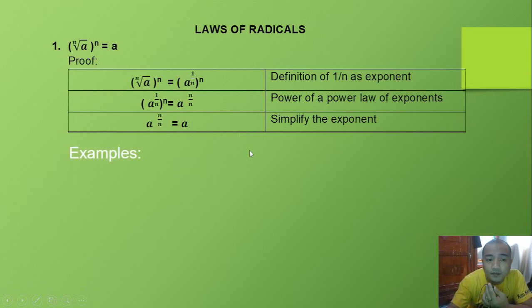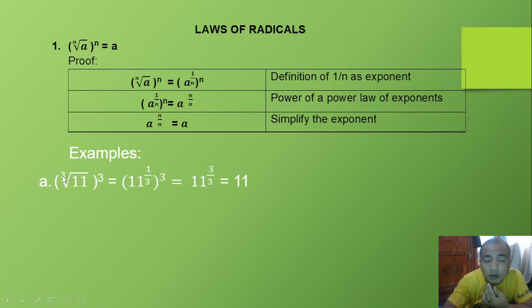Sample. The cube root of 11 raised to 3. The index and the exponent are the same, so simply, the answer is 11. Or we can just cancel the 3 and the index.